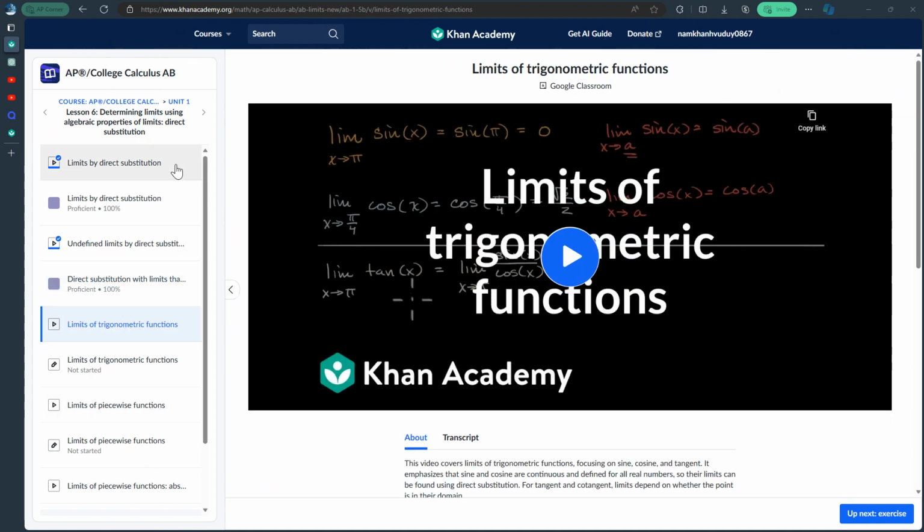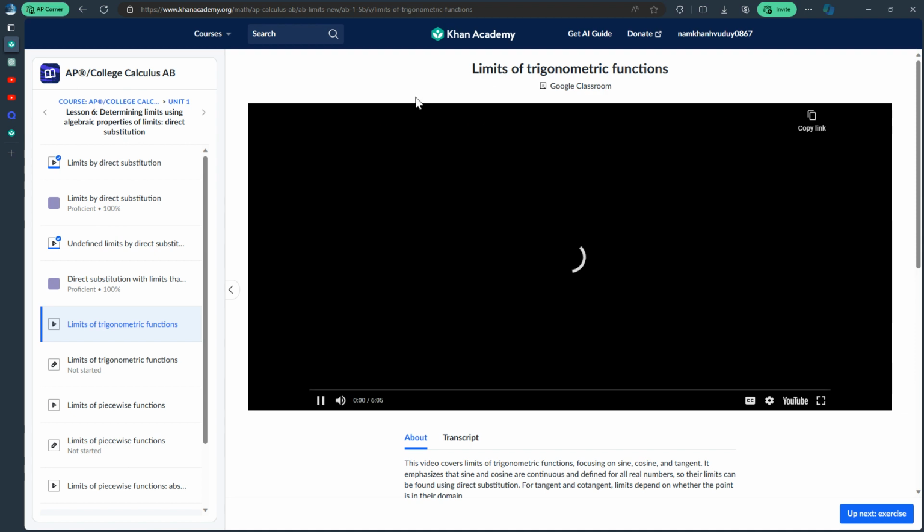Okay, so I have the two exercises where you can learn new lessons. It's limits of trigonometric functions. What we're going to do in this video is think about limits involving trigonometric functions. So let's just start with a fairly straightforward one. Let's find the limit as x approaches pi of sine of x. Pause the video and see if you can figure this out.